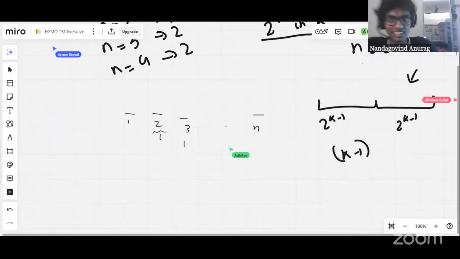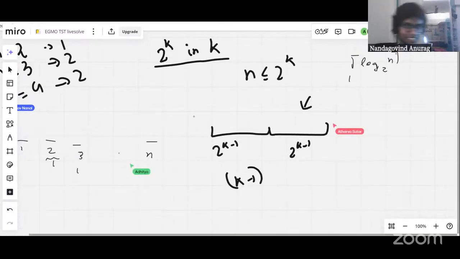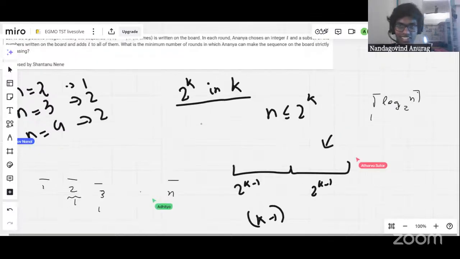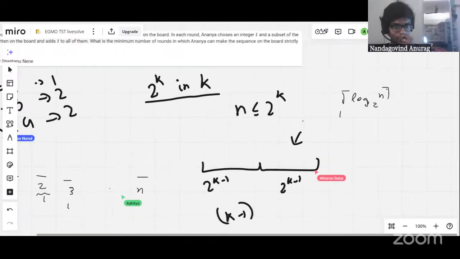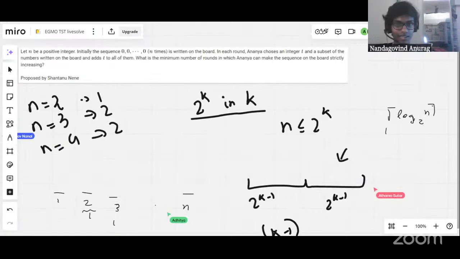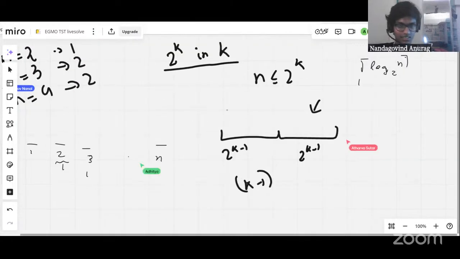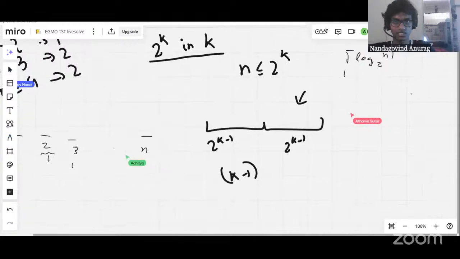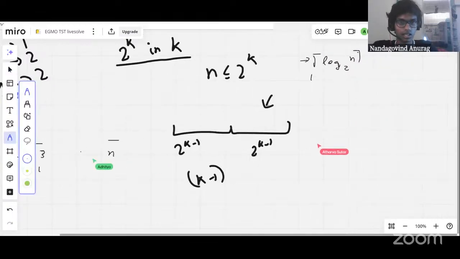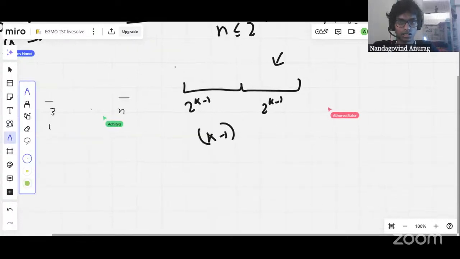Yeah, so that's P1. Log base 2 of n, ceiling, is the answer we claim. The construction is we proceed by induction on this specific value. The point is, take a number, and if your number is 2 power k, then you split it into these subsegments of 2 power k minus 1 or smaller.